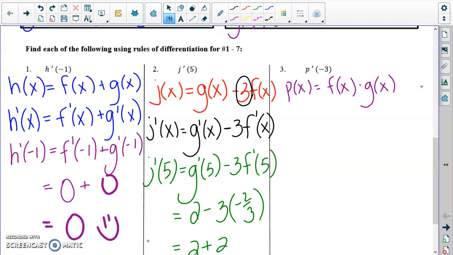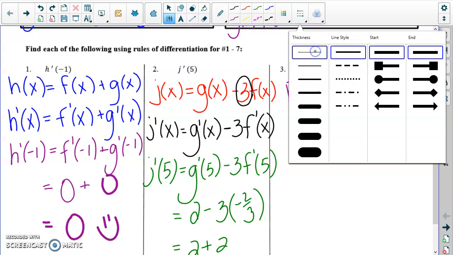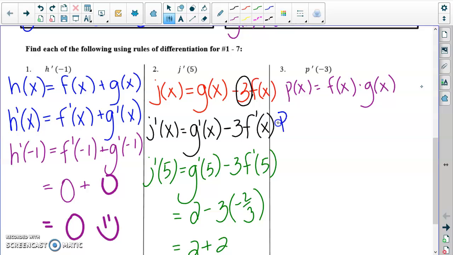I don't have a constant coefficient. I actually have 2 individual functions. And so since those are being multiplied, I have to go ahead and use my product rule. And the product rule says derivative of the first function times the second function.